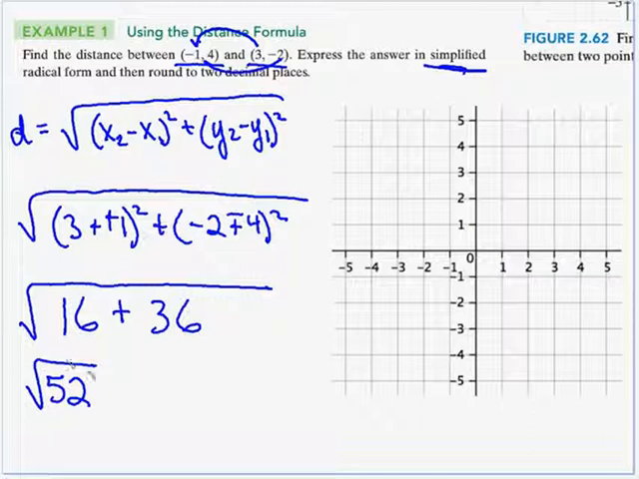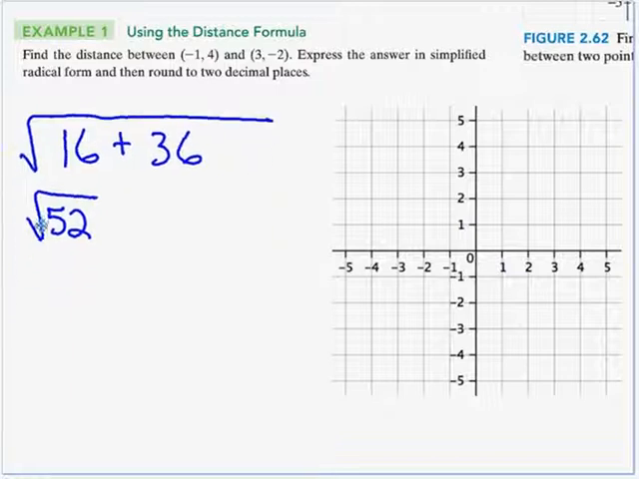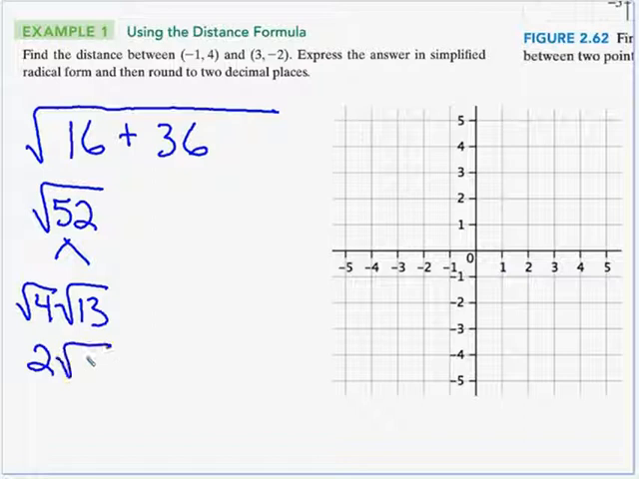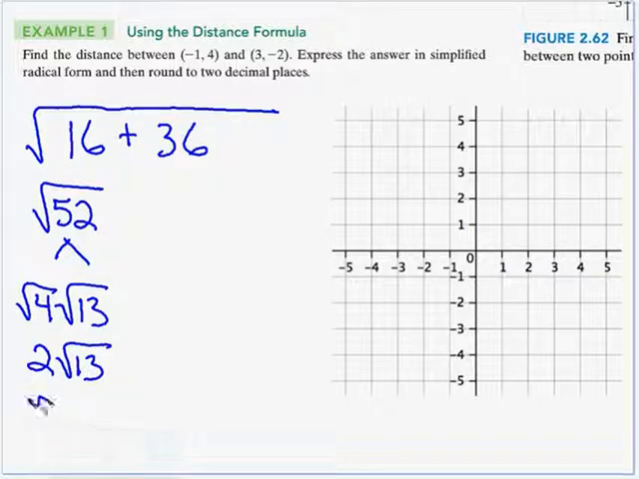There is a perfect square hidden in 52. And we can break that 52 up into that perfect square and another number and simplify the radical. Well, the perfect square hidden in there is 4. 4 times 13 is 52. So the square root of 52 can be written as the square root of 4 times the square root of 13. And we know the square root of 4 is equal to 2. So 2 square roots of 13. And if we punch that into our calculator, we get approximately 7.21.